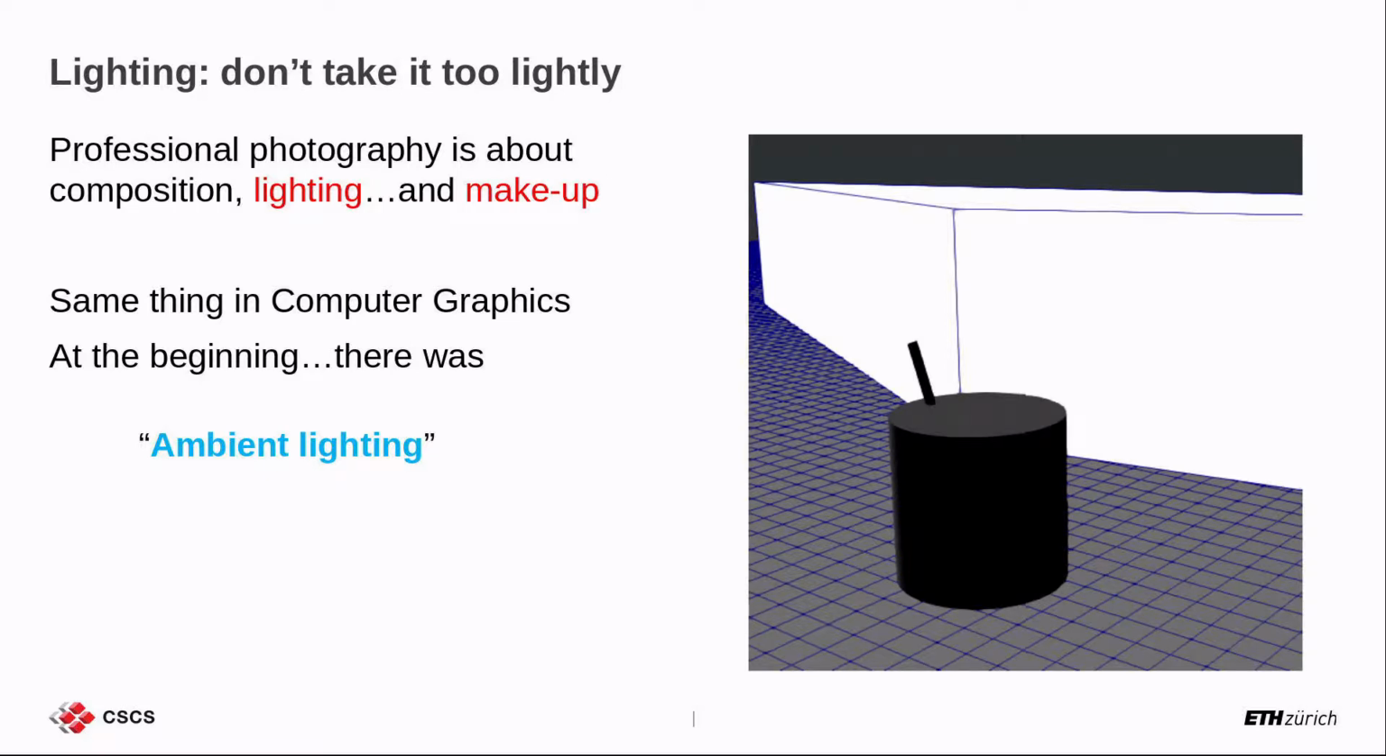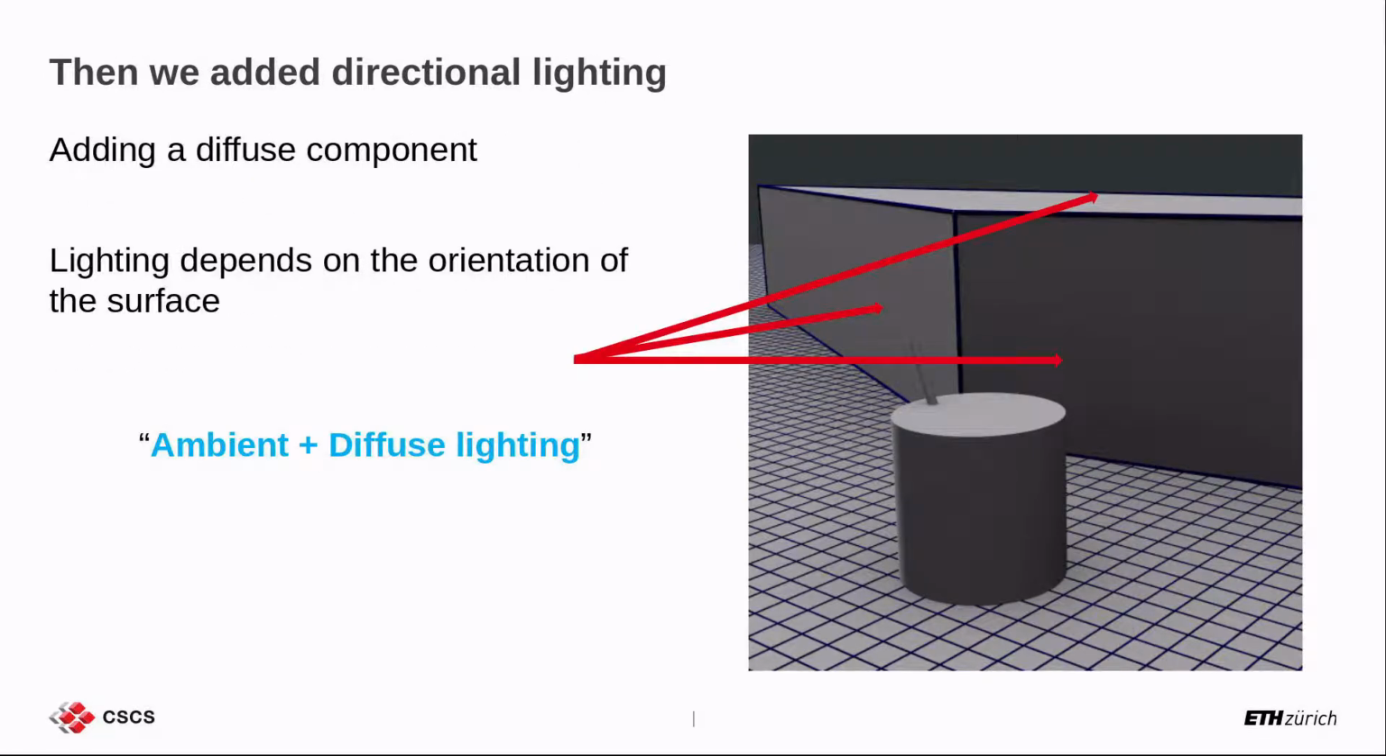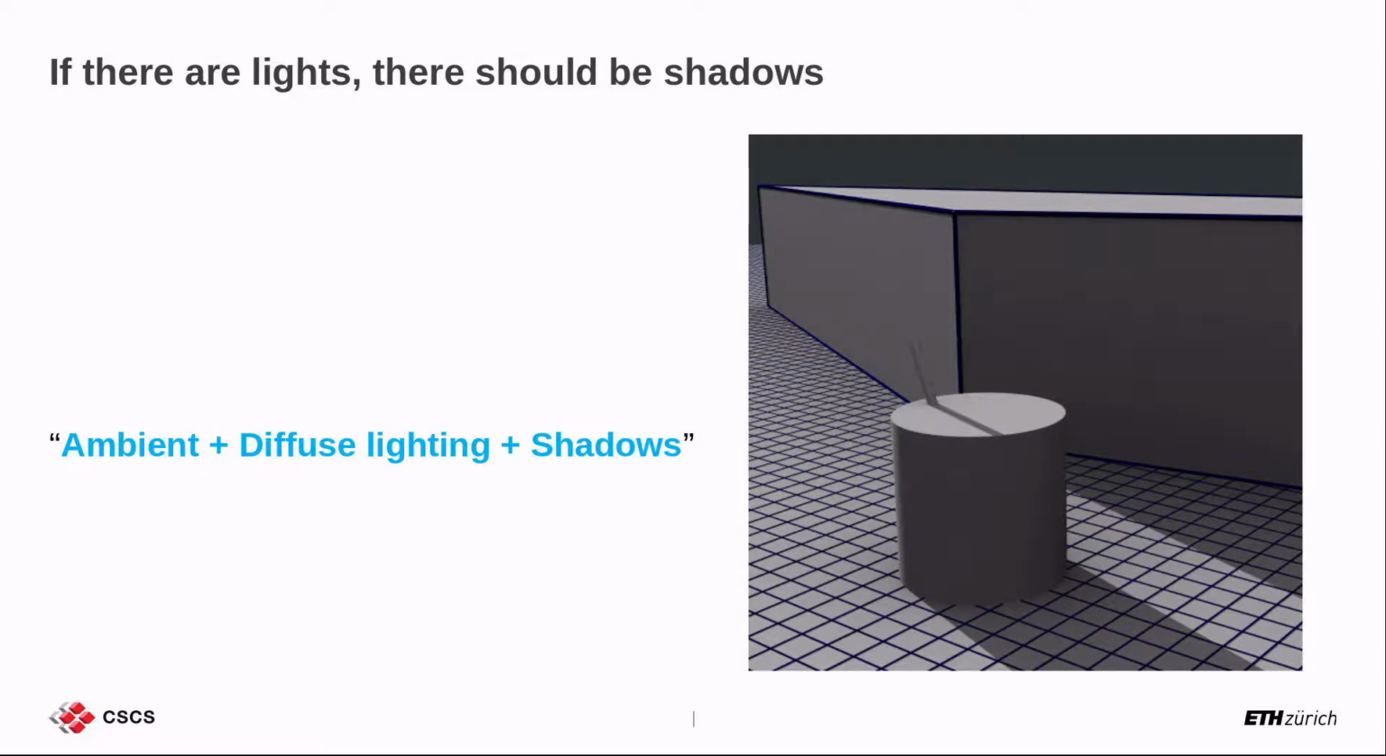So at the beginning, we used to do what we call ambient lighting, so really dull lighting. Then we added diffuse lighting, where, as you can see here, surfaces which point in a different direction have a different illumination. This was getting better, but it's still the old way of doing OpenGL rendering. Then we added shadows, and right away something a little bit better came up.